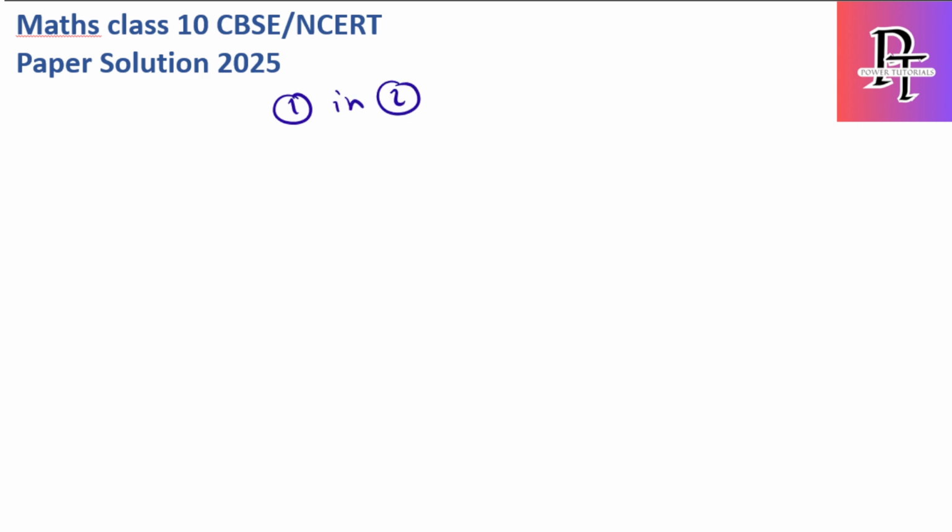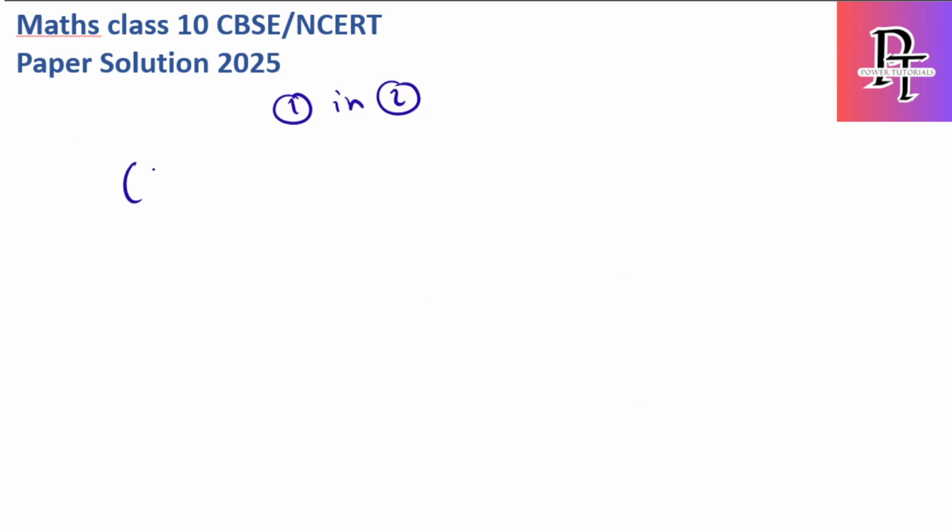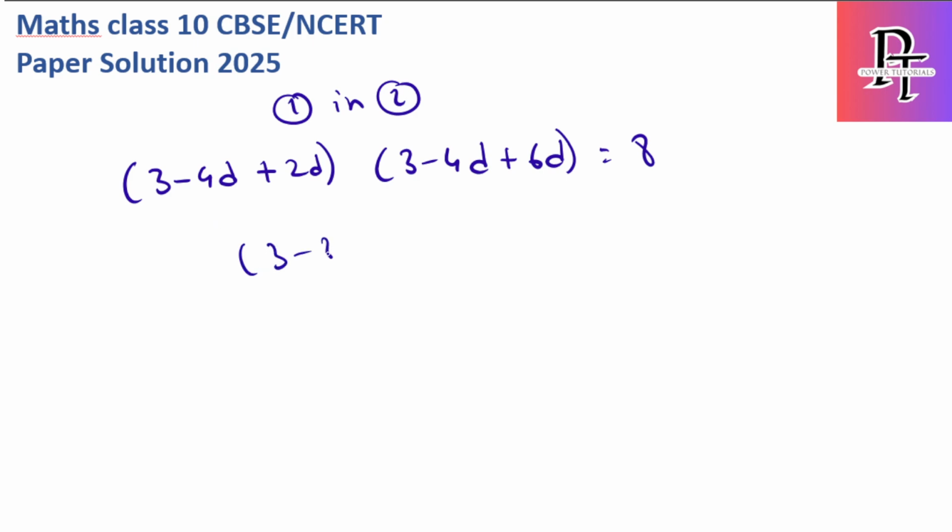If I keep 1 in 2, I will get (3 minus 4D) (3 minus 4D plus 2D) into (3 minus 4D plus 6D) is equal to 8. So this becomes (3 minus 2D) into (3 plus 2D) is equal to 8.